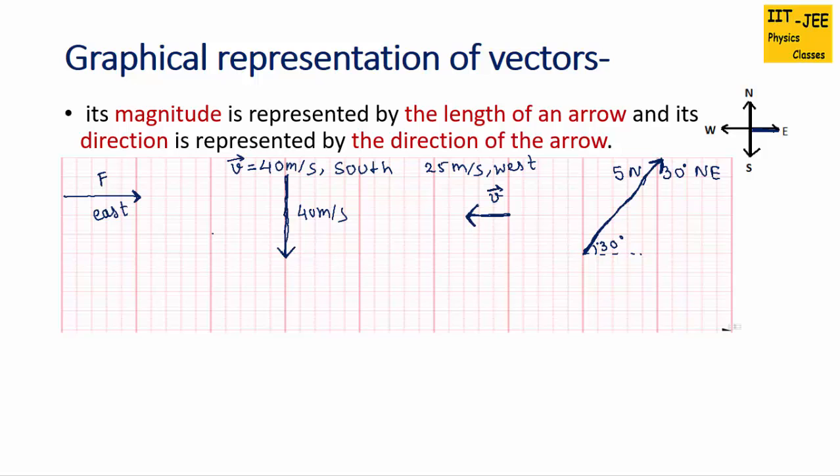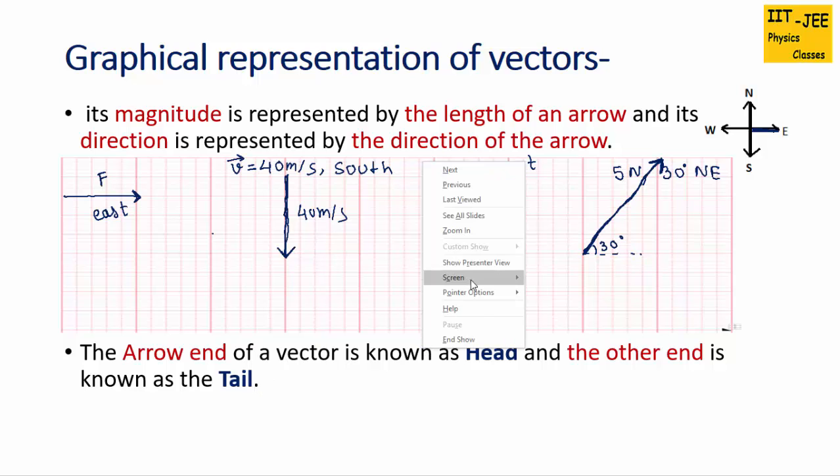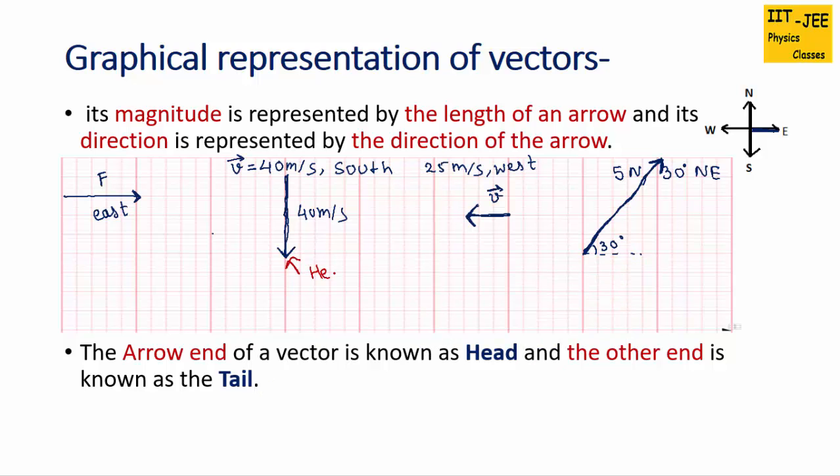So length of the arrow is showing the magnitude or the size of the vector, and the direction of the arrow shows the direction of the vector. Arrow end of vector is known as head and the other end is known as the tail. So this is the arrow head, and the other end, this one, would be the tail. The same way, this arrow side would be the head and the other side, this one, would be the tail of the vector.